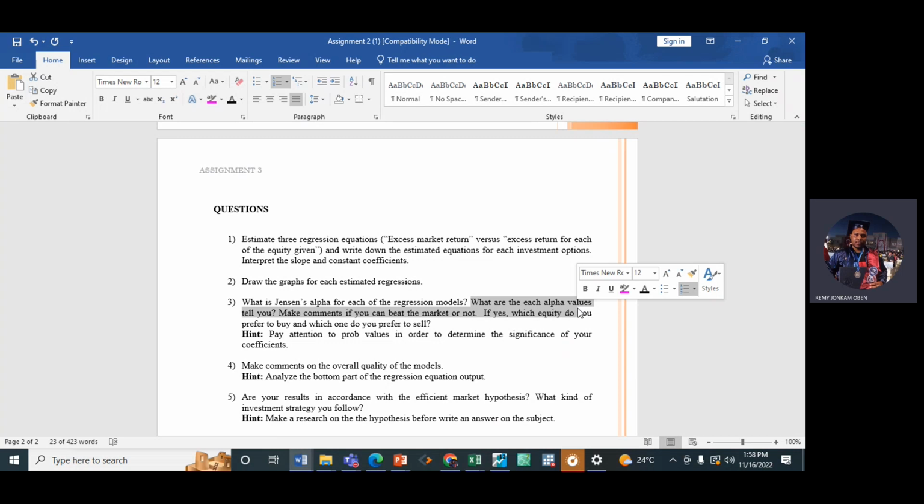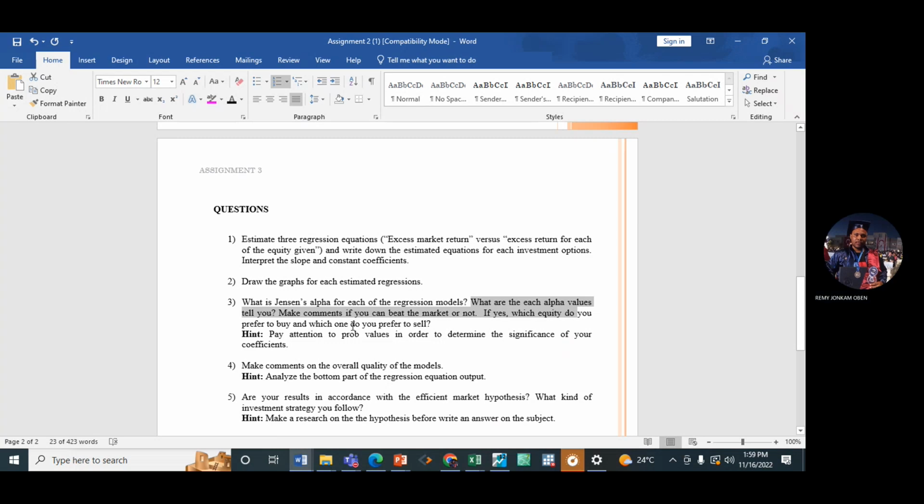If it is significant, it means the market is not efficient. It means the stock is mispriced. If it is insignificant, it means the market is efficient, the stock is fairly priced. And if it is significant, which means the market is not efficient and the stock is mispriced, you should be able to tell me if it is underpriced or overpriced. That is undervalued or overvalued.